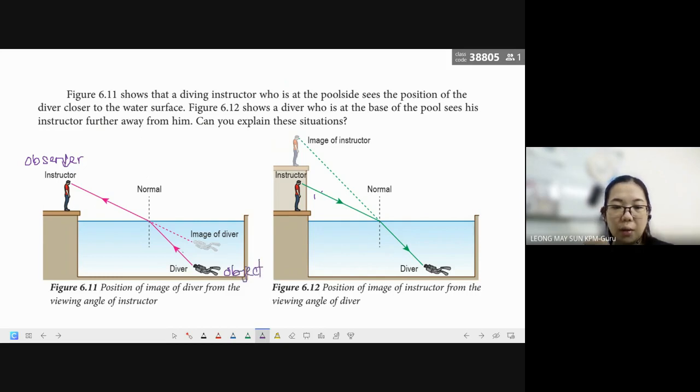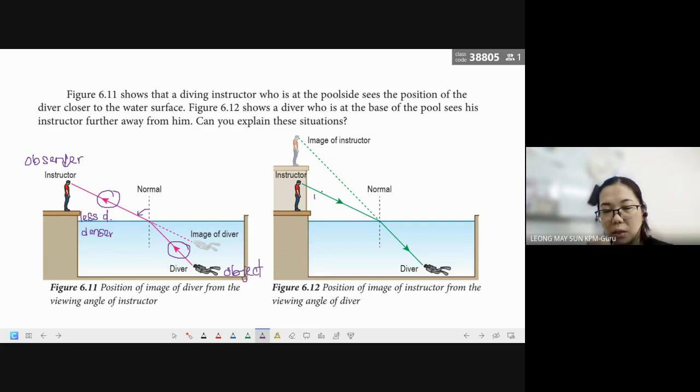So the light ray will move from the diver towards the observer. Meaning it's moving from a denser region to a less dense region. Moving from a denser region to a less dense region, it will move away from the normal line. It will refract away from the normal line. So from the view of the observer, the diver's image is at a higher position.